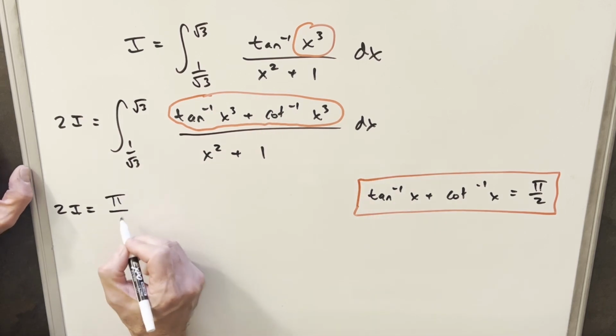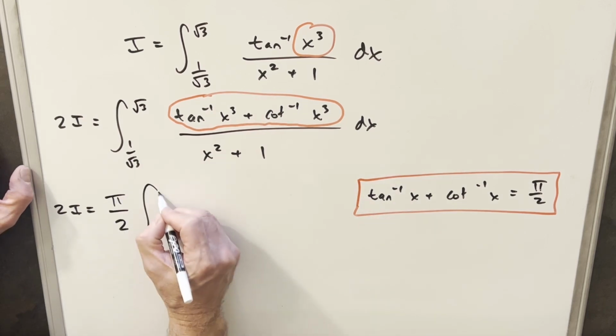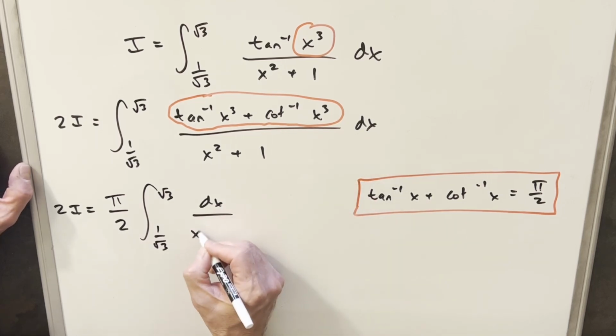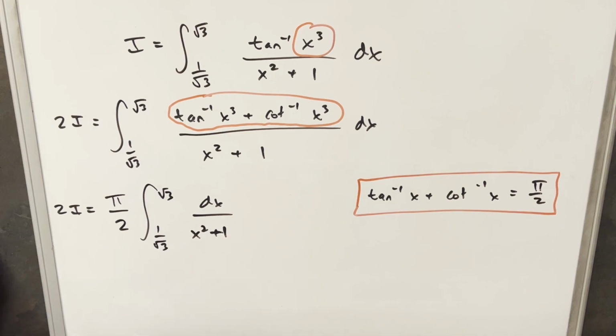So what I'm going to do is bring it out front of the integral, okay? But that means our integral has just become dx over x squared plus 1. And the beauty of that is this is a very familiar integral. We know how to integrate this, so this is going to allow us to finish this problem off.